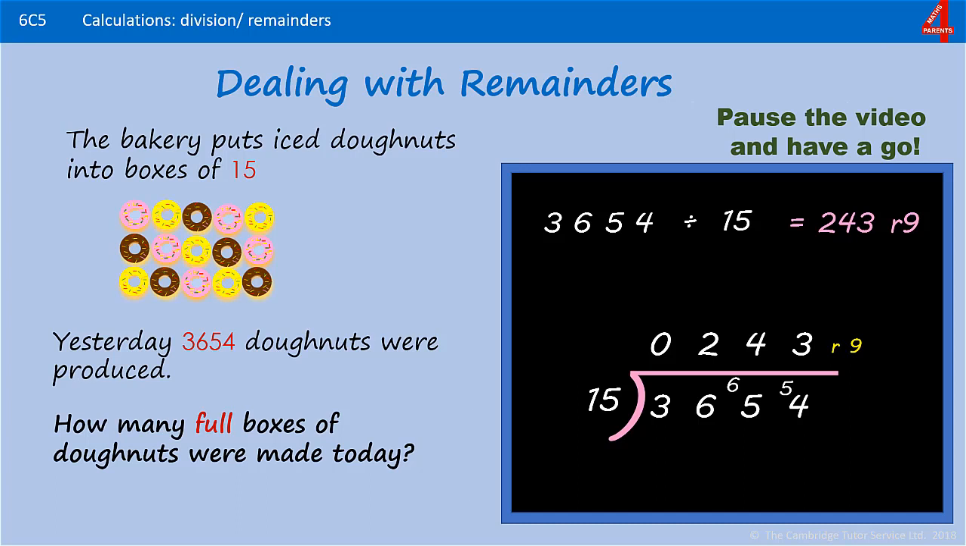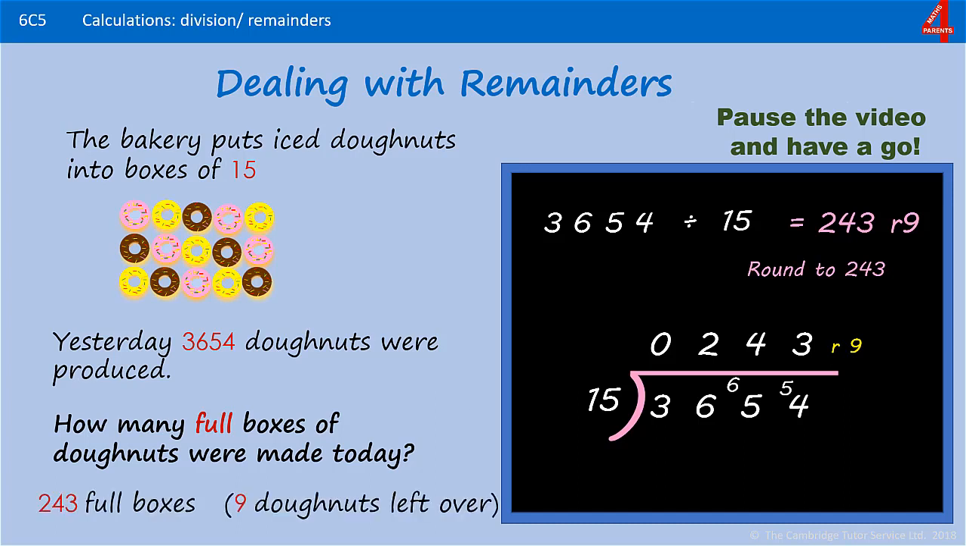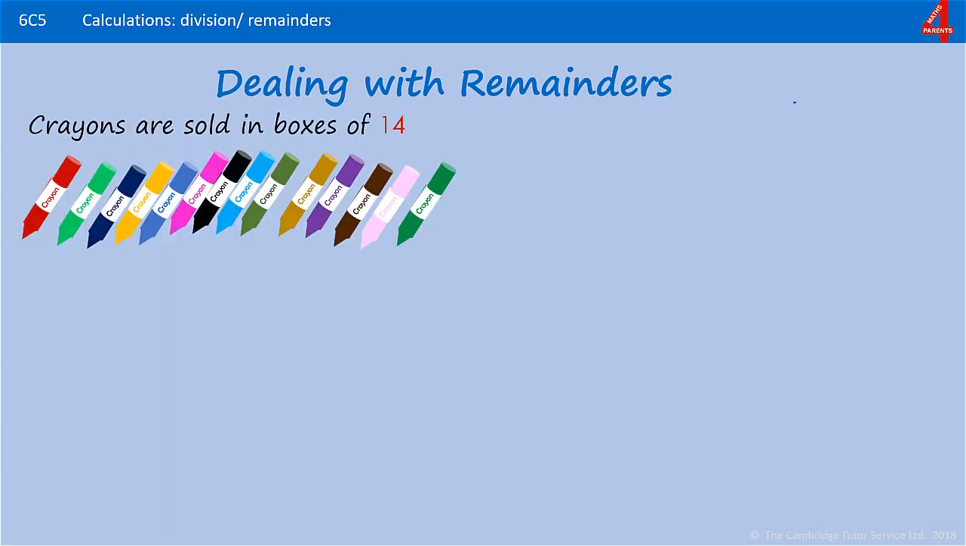The question asks how many full boxes of donuts were made today. There will be 243 full boxes, and be aware that there are 9 donuts left over. These ones are slightly different because this time you need to include the remainders.